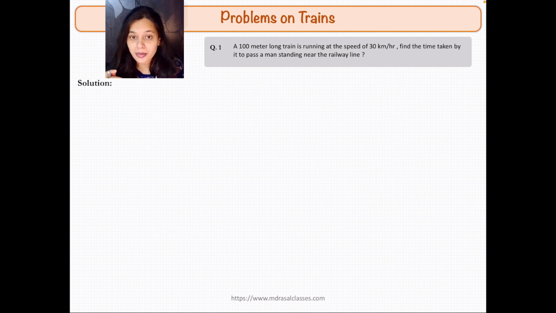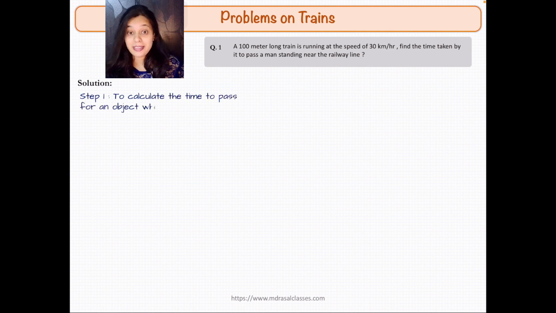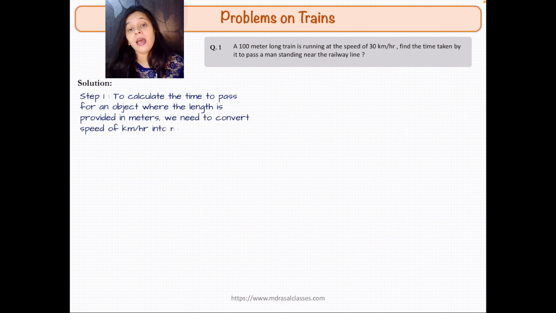In this question, what is given? 100 meter, that is the distance of the train. I told you earlier that we have to use the formula speed is equal to distance upon time. So here distance is given, and what else is given? Speed is also given, that is 30 km per hour. We have to convert it into meter per second. So how to convert it?